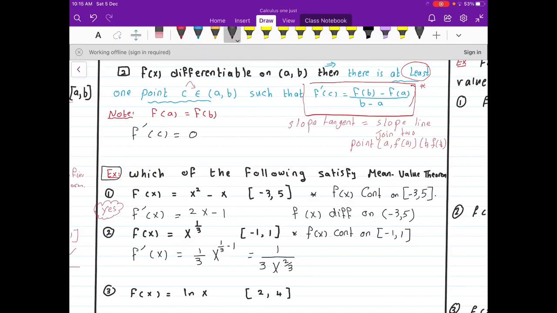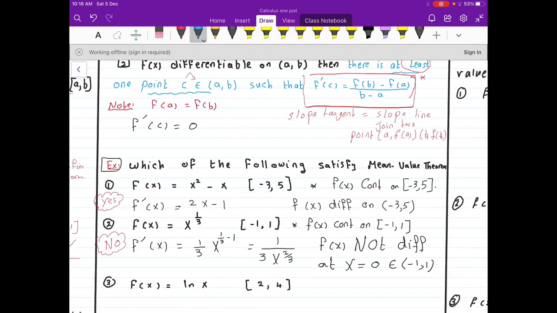So obviously, f(x) is not differentiable at x equals 0, and 0 belongs to the interval (-1, 1). This means this function does not satisfy the mean value theorem. Our answer is no. But for the same question, if we change the interval, instead of (-1, 1) we take the interval [2, 4].